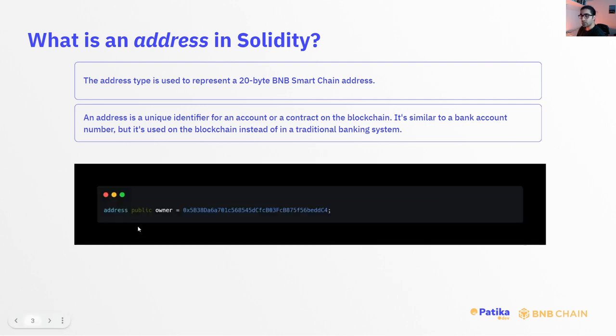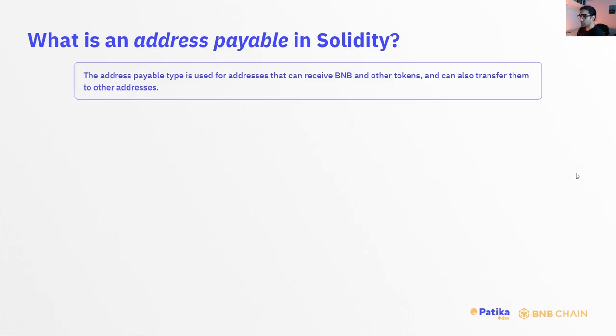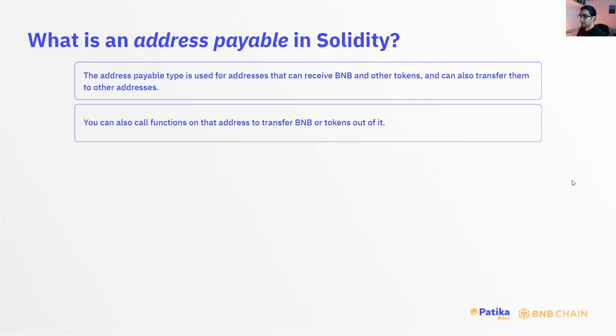So here is how we can declare and initialize it. We are basically using the address keyword, then an access modifier, then the name of the variable, then an address. We'll also have this address in a different way while coding. So let us see address payable. The address payable type is used for addresses that can receive BNB and other tokens and can also transfer them to other addresses. You can also call functions on that address to transfer BNB or tokens out of it.